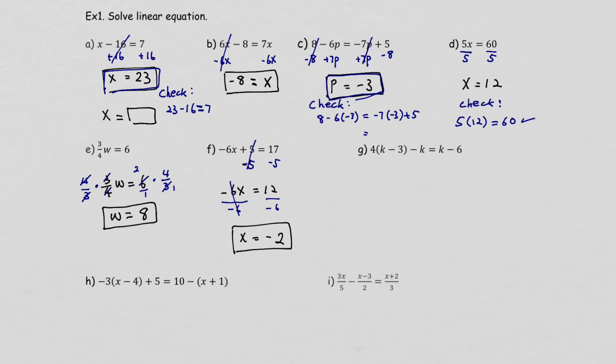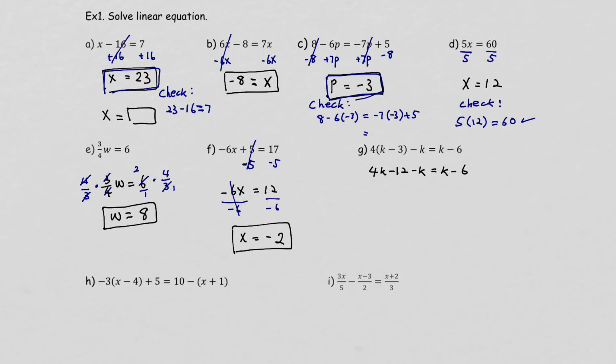Okay, so these problems are getting bigger. When you have a parenthesis, you need to get rid of that parenthesis so you can combine the like terms. So let's distribute this 4, right? Distribute. Then you will end up getting 4k minus 12 minus k equals k minus 6.